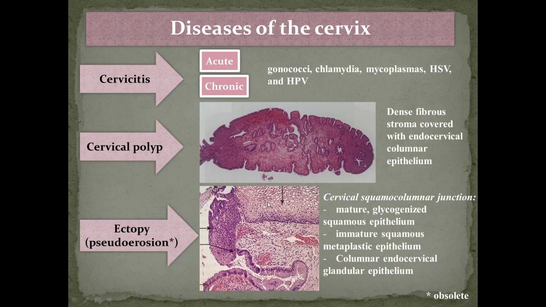And right now I please you take a piece of paper or just take your hand and close with your hand or with a piece of paper the left part of the picture. And what do you see? You see that we have under the squamous stratified epithelium glandular epithelium. So ectopy. We shouldn't see in the exocervix endocervical glandular epithelium. But we see. And that's why we name it ectopy or cervical ectopy, or again obsolete term, but anyway you could find it, pseudo-erosion.